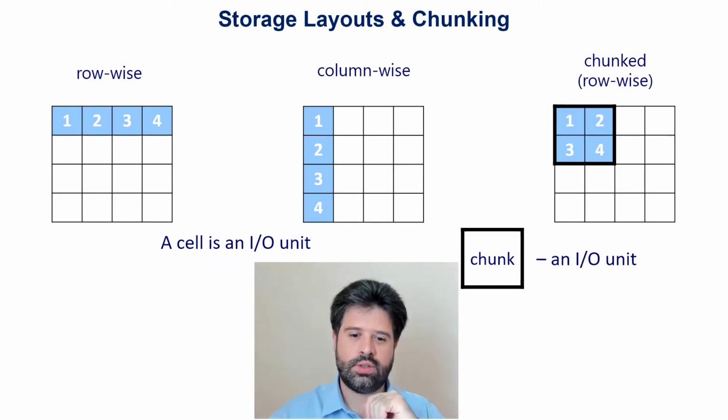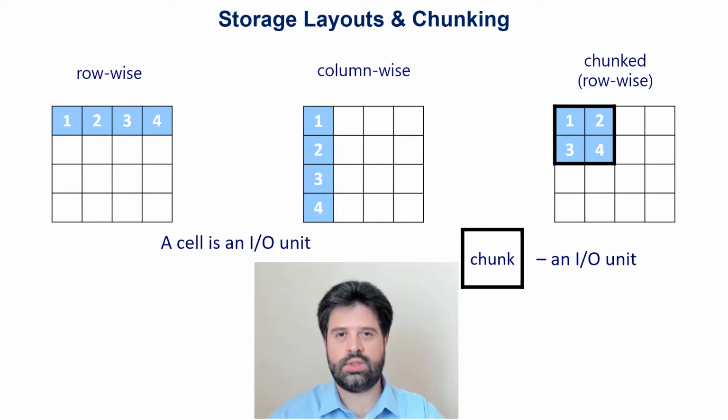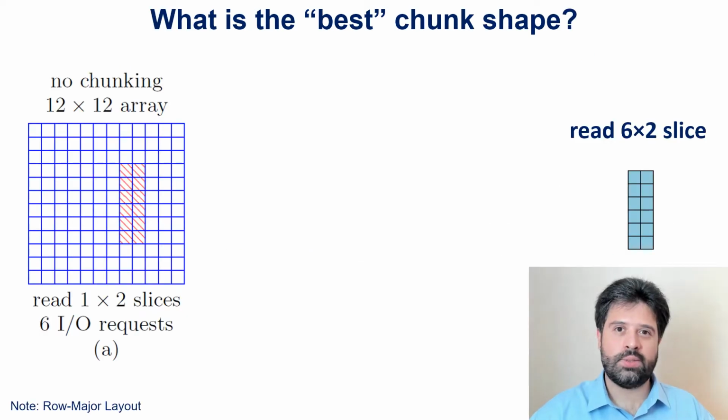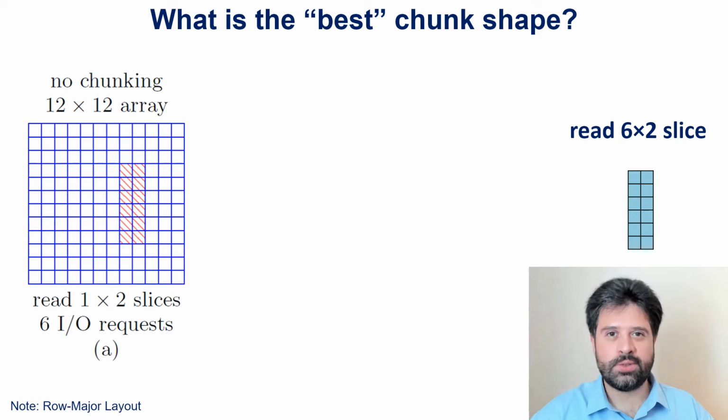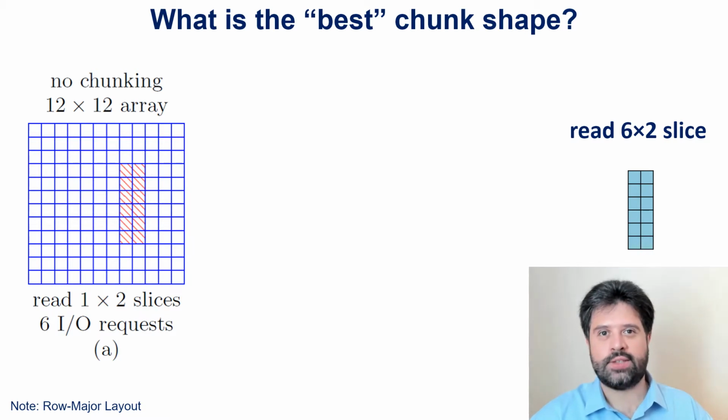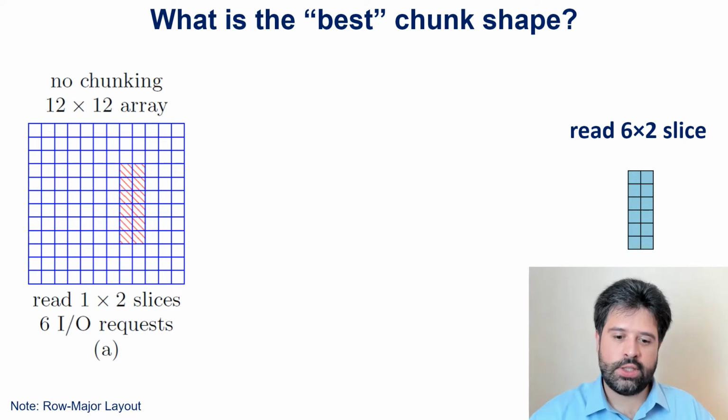Chunking partitions an array into a set of I/O units called chunks. Chunking is an approach to substantially accelerate I/O. What is the best chunk shape? Consider an example. Given an array of 12 by 12 cells, the task is pretty simple. We need to read a 6 by 2 subarray from the given array. Without chunking, we need 6 I/O requests to complete the operation.